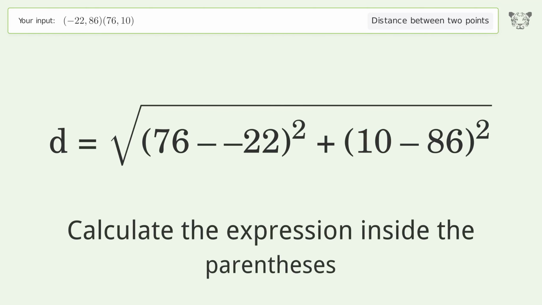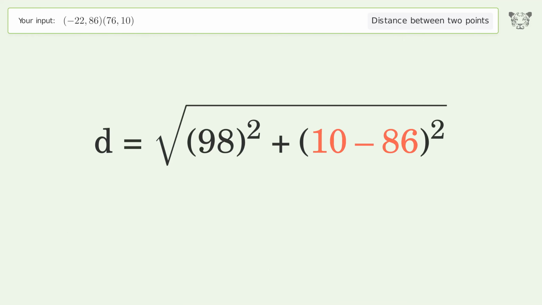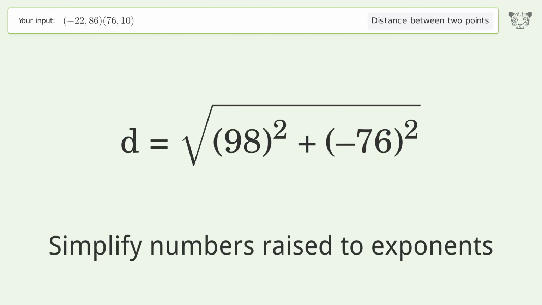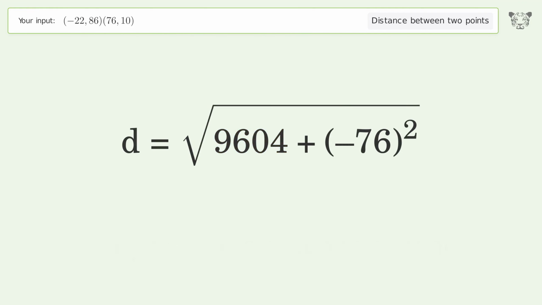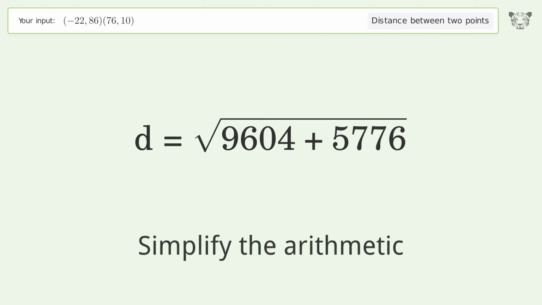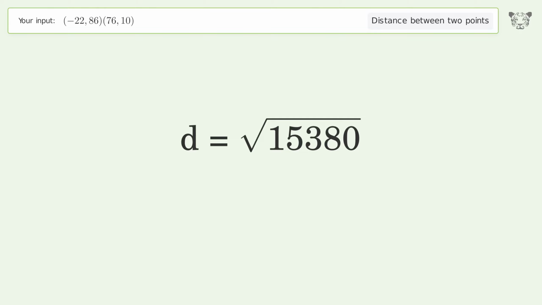Calculate the expression inside the parentheses. Simplify numbers raised to exponents. Simplify the arithmetic. And so the distance between the 2 points is the square root of 15,380, or 124.016.